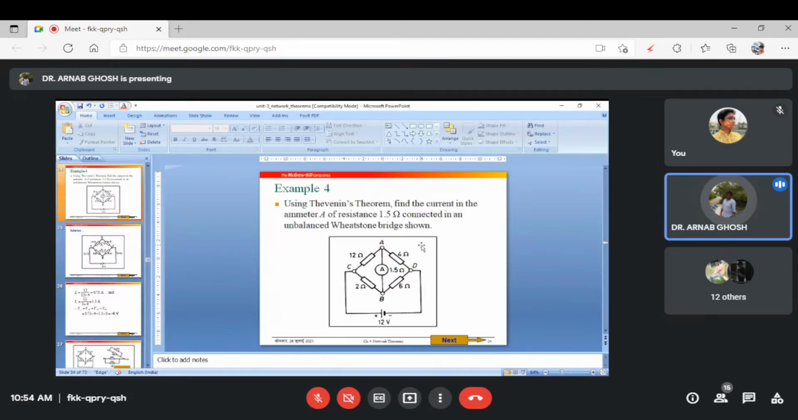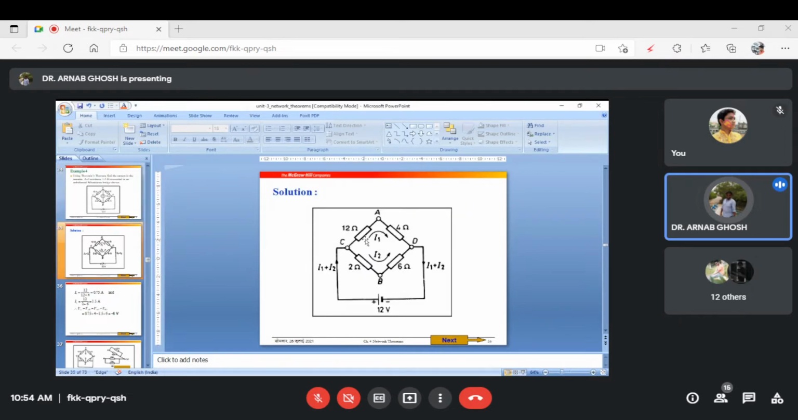Okay, so now do this problem then. You have to calculate the current in the ammeter A of resistance 1.5 ohm, and then through this ammeter. So first you need to open circuit or remove this part of the resistance. Okay. So what is the current through this branch? The current through this branch will be equals to 12 by 12 plus 4. This is I1 and this is I2.